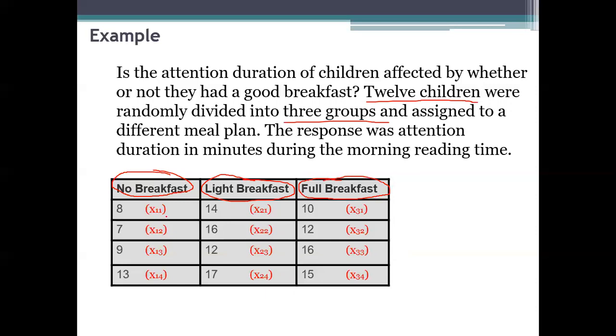And 12 children, so we have 4, 8, and 12. So 12 children were randomly divided into no breakfast, light breakfast, and full breakfast. That is the 3 groups. The response was attention duration in minutes during the morning reading time. So the question here is: is the attention duration of children affected by whether or not they had a good breakfast?